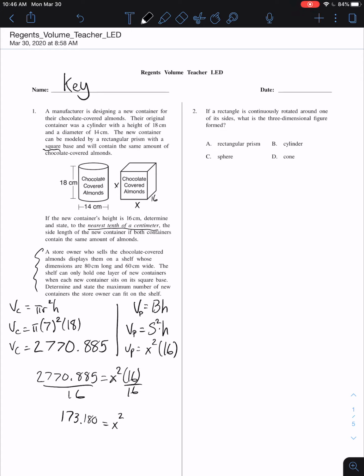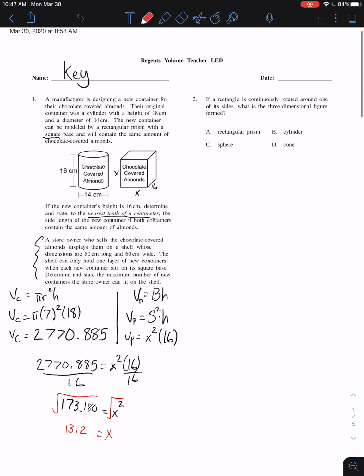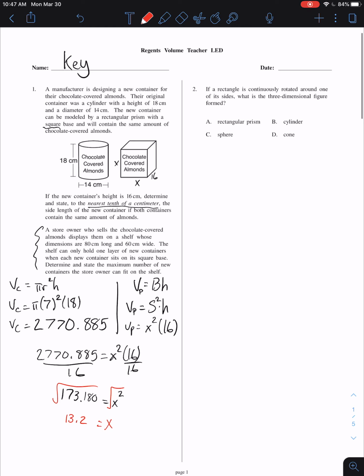Again, sticking to my nearest thousandth, because now I'm going to take the square root of both sides, and here's where I want to round to the nearest tenth. Okay, so again, square root of second answer, and I'm going to get 13.2. Okay, so I've got my length of 13.2. Now that only answers this first part of the question.